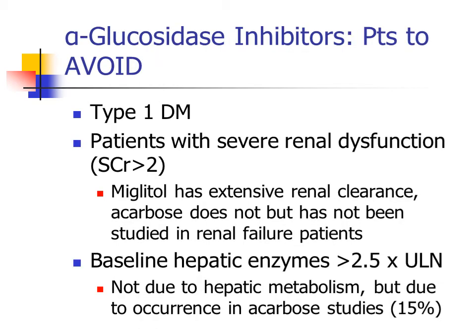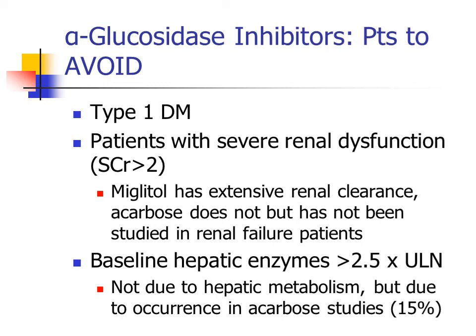As with the other classes that we've talked about, there are patients in whom alpha-glucosidase inhibitors are not optimal therapy. The obvious one, as you're seeing repeated over and over again, are type 1 diabetics. Type 1 diabetics need insulin, not oral therapies. Patients with severe renal dysfunction, and here defined by a serum creatinine of greater than 2, and that's because miglitol has extensive renal clearance. Acarbose does not have renal clearance, but it hasn't been studied in renal failure patients, so we can state on the whole that patients with severe renal dysfunction shouldn't be prescribed these agents.